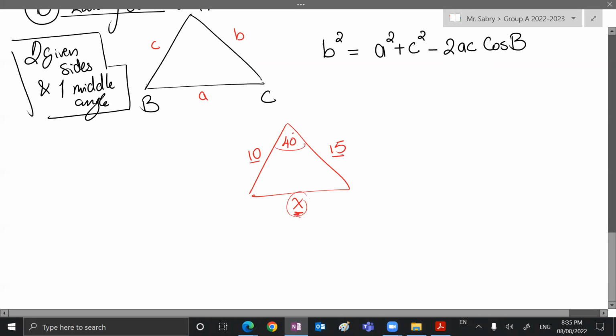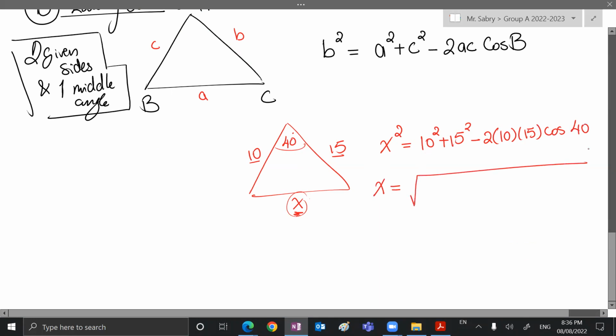So how do we find x? X to the power of 2 is supposed to be equal to these 2 sides squared, 10 power 2 plus 15 power 2, minus 2 multiplied by the same 2 sides, then multiplied by cosine the middle angle, which is the 40. So if I want to know the actual value of x alone, I'll just put a square root and I'll write this whole thing on a calculator.